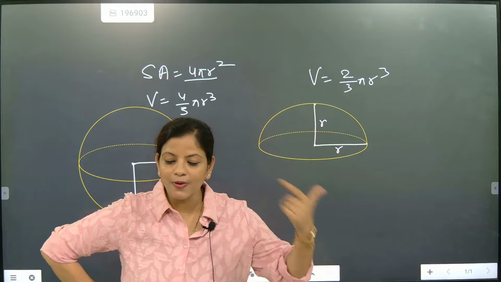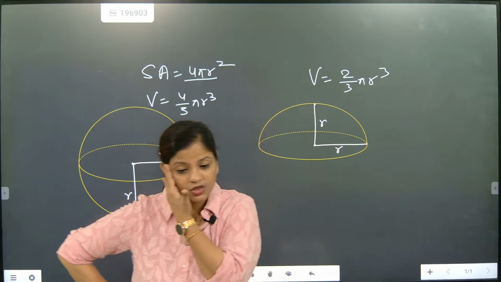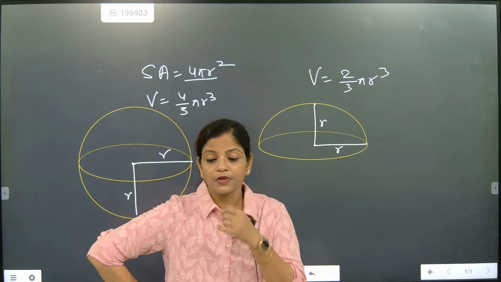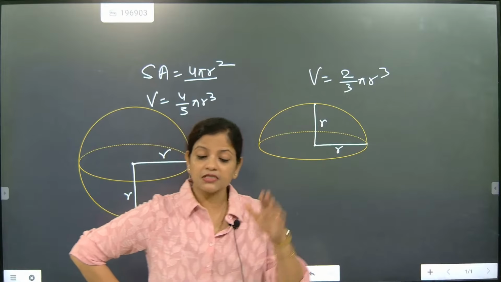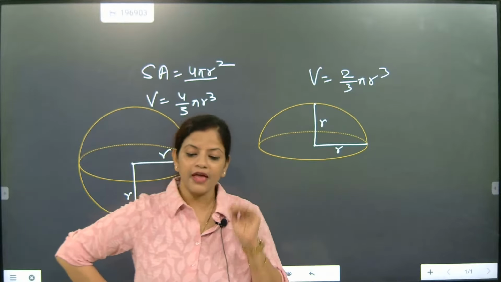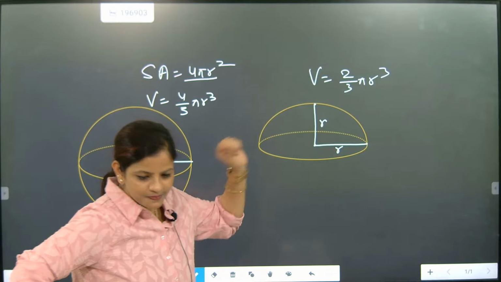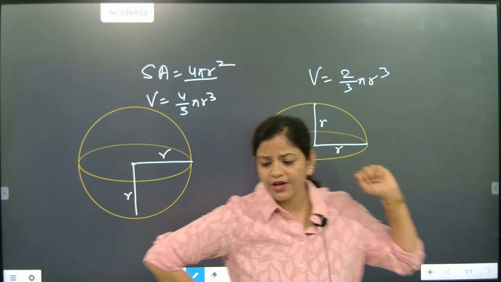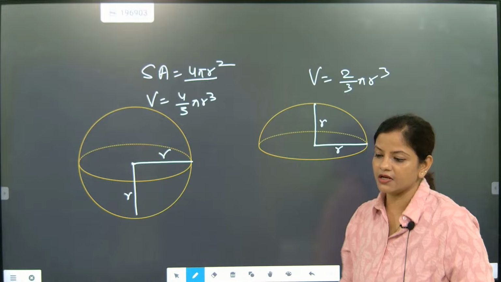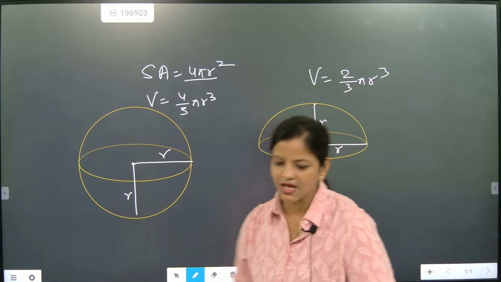Yes, that's 2 by 3 pi r cube, not r square. 2 by 3 pi r cube, that's the volume of the hemisphere. This is the hemisphere, and this part is the sphere. That answer is correct.